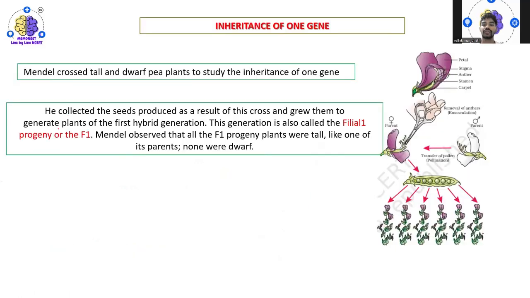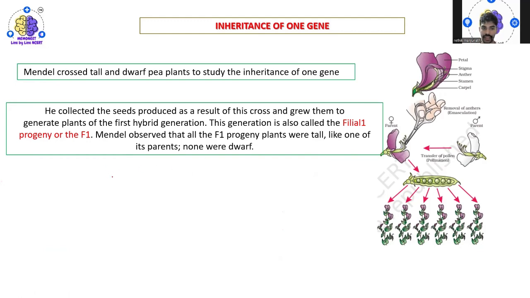Next, coming to the inheritance of one gene. I hope you're seeing the picture here. What does inheritance of one gene say? Mendel crossed a tall and a dwarf pea plant to study the inheritance of one gene. He collected the seeds produced as a result of this cross and grew them to generate a plant of the first hybrid generation. This generation is also called the filial progeny or F1 generation. Mendel observed that all the F1 progeny plants were tall, like one of its parents, none were dwarf. Dwarf means small.